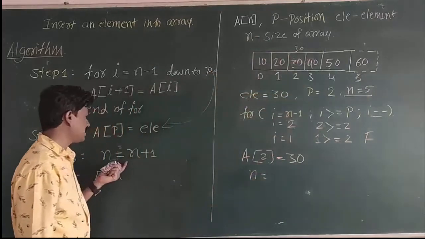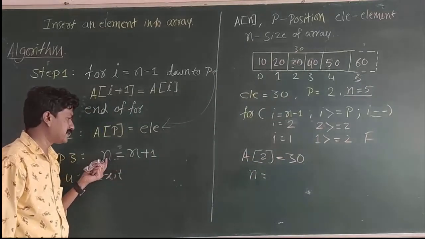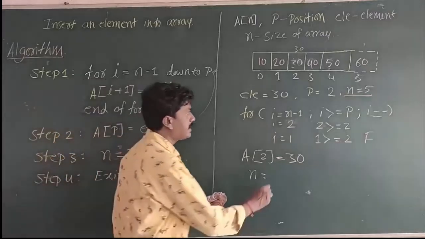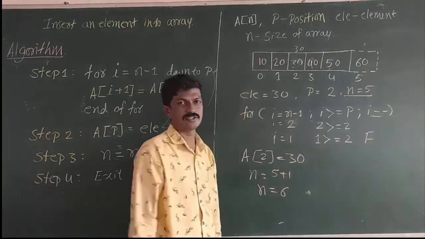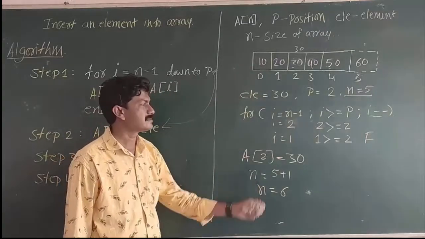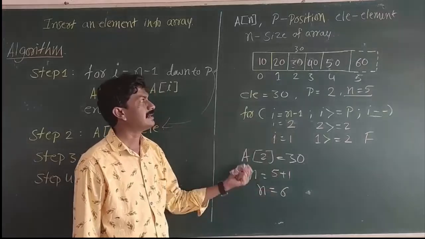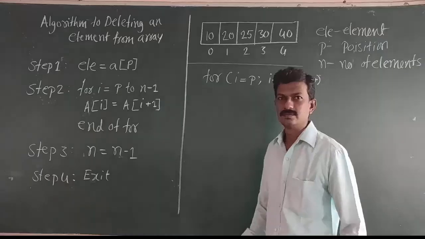For that we have this particular step to increase the size of the array, that is n equal to n plus 1. Now n is 5 plus 1, n equal to 6. Now a total of 6 elements exist in the given array. That is the simple way of how we insert an element into a proper position.